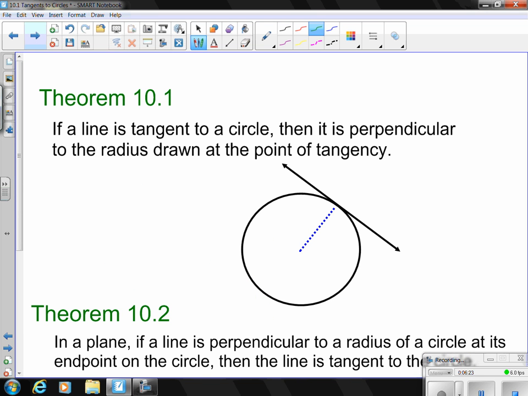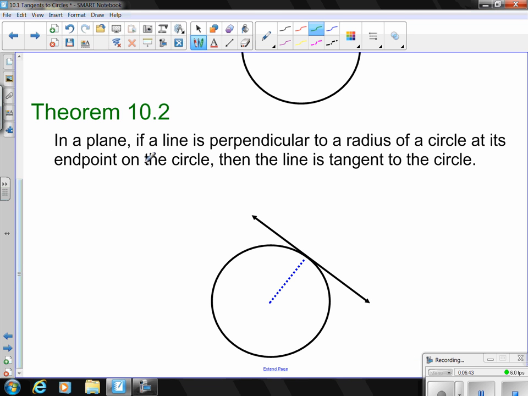First theorem in chapter 10: if a line is tangent to a circle, then it is perpendicular to the radius at the point of tangency. So the place where the line and circle intersect is the point of tangency, so the line is going to be perpendicular to the radius. And theorem 10.2 is just going to be the converse. If you have a line that is perpendicular to the radius at the radius's endpoint, then this line will be a tangent to that circle.